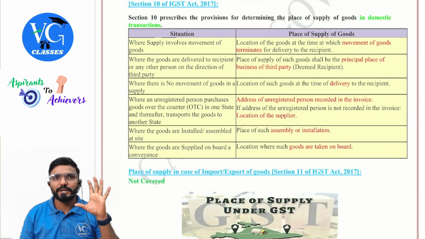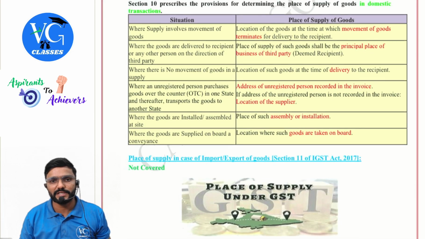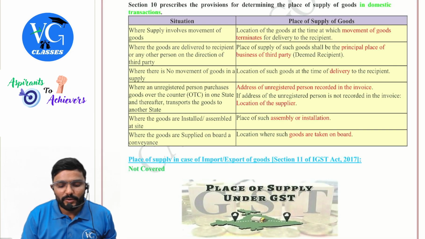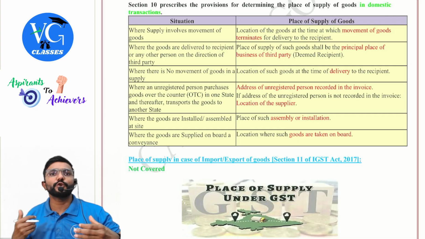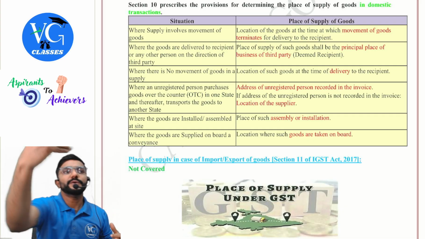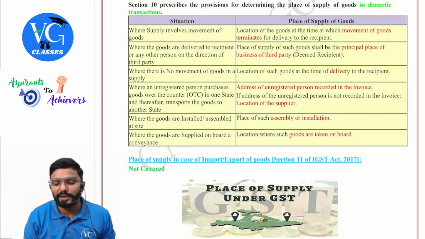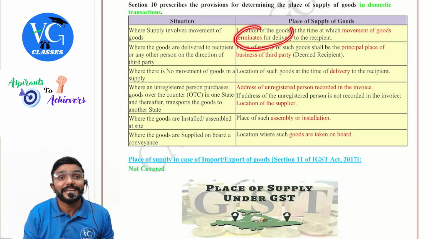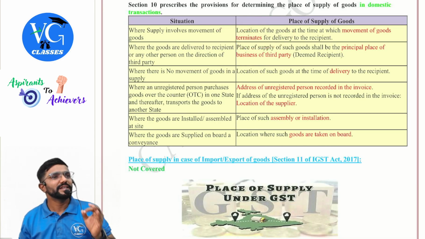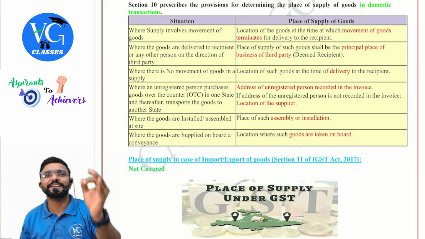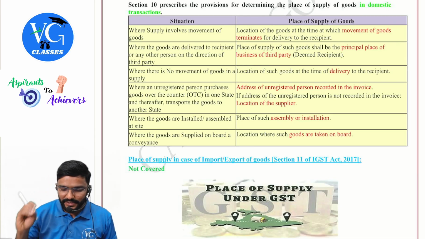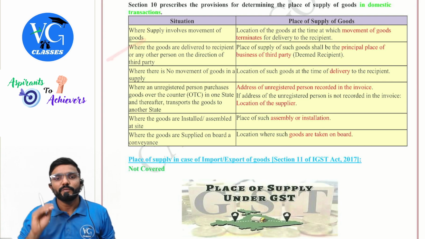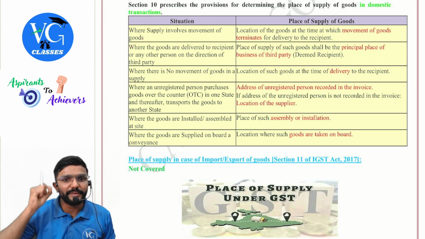So, we are seeing different scenarios. Where the supply involves movement of goods, movement of goods between whom? Supplier to recipient. Then the place of supply would be the location of the goods at the time at which movement of goods terminates for delivery. In simple terms, where is it delivered? Then the second one, where the goods are delivered to the recipient.